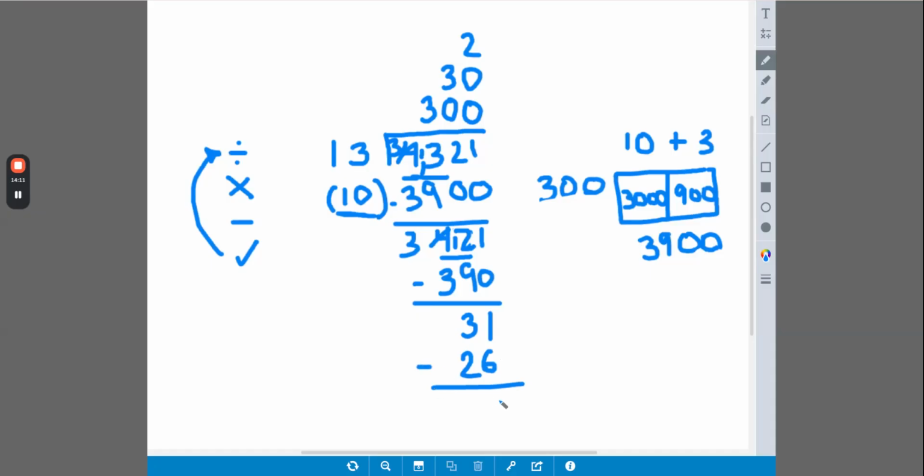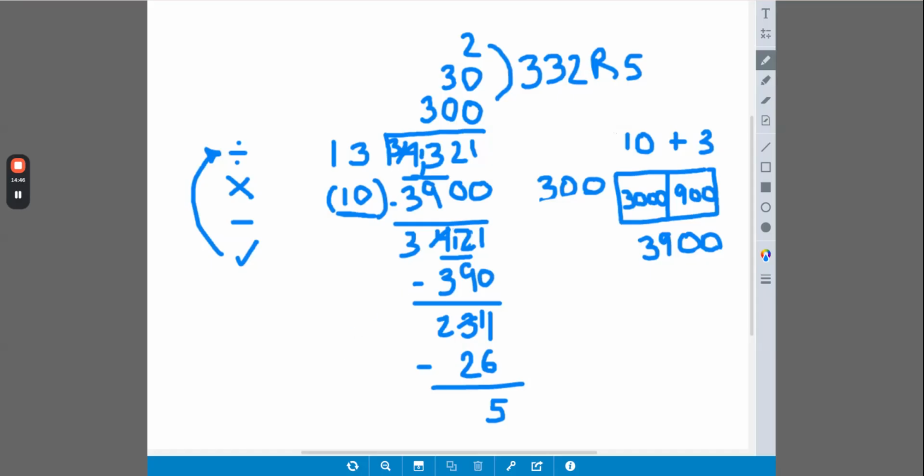Now we can subtract. And we have to ungroup. Make this 11. 11 take away 6 is 5. Now I check one more time. Can I divide 5 by 13? No, I cannot. So the answer, this time it's not 0. So the answer is a little different. Add these up and you get what? 332, remainder 5.